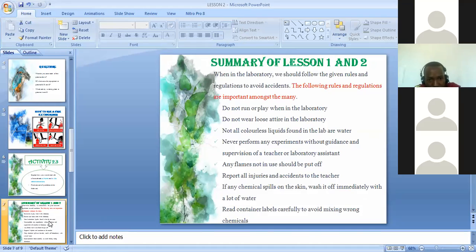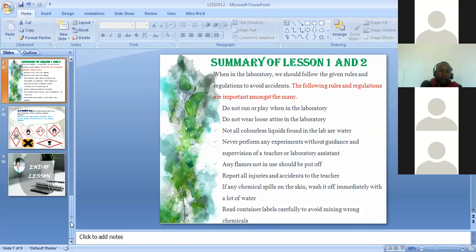So we come to summarize today's discussion by joining two lessons in one. Our very first lesson in chapter 2 and today's lesson, we've seen that in the laboratory there are guidelines we have to follow. However, these guidelines were set because of the common accidents we used to get when learners come to the lab.